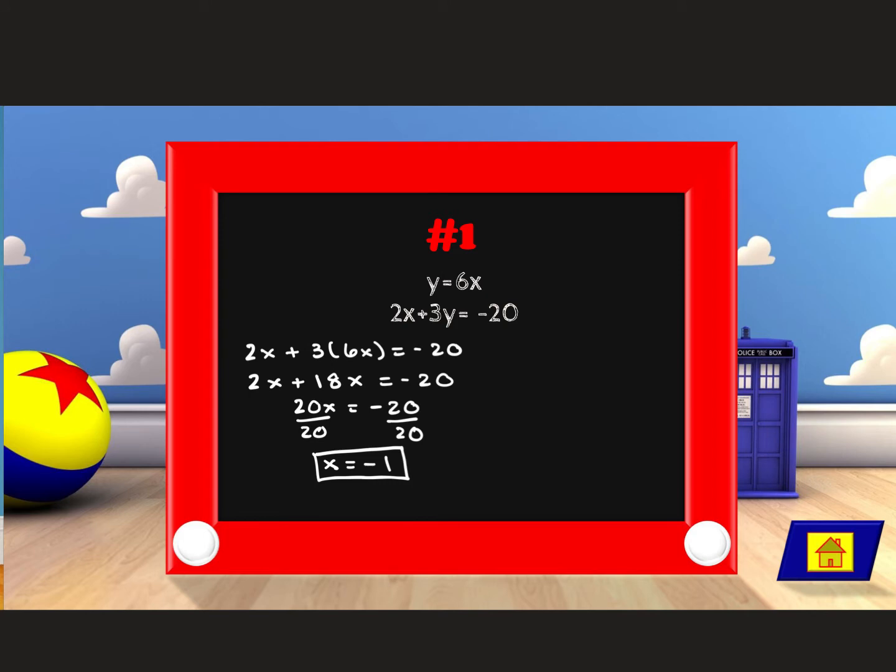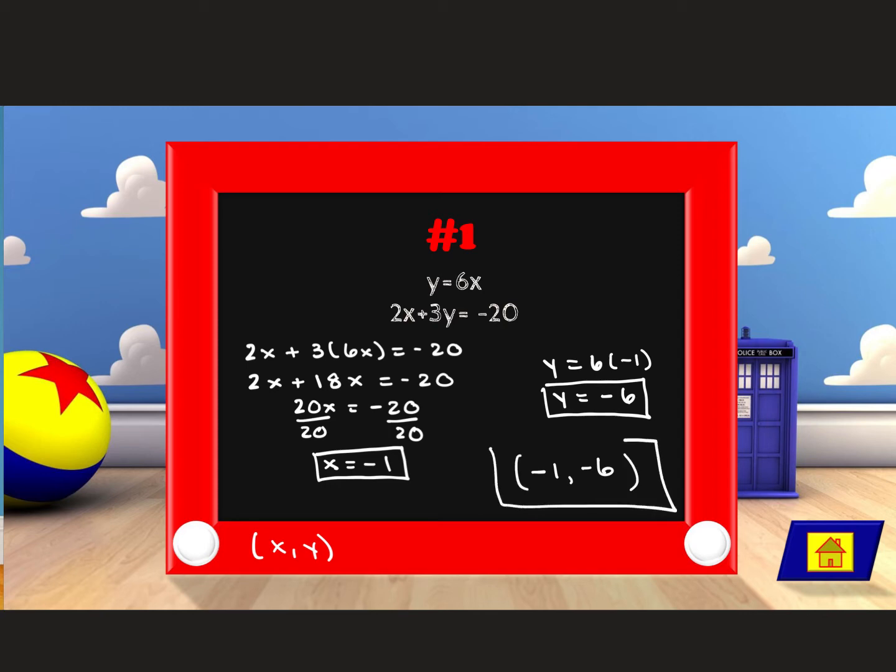If you remember, our solutions are always in the form x comma y. We have our x value. Now we need to find our y. We can simply substitute x in, and it doesn't matter which equation, but I'm going to go with the first one because that's a little easier. I'm going to plug in negative 1 for x. So I get y is equal to negative 6. My solution to this system of equations is x is negative 1, y is negative 6. So I get the point negative 1, negative 6.